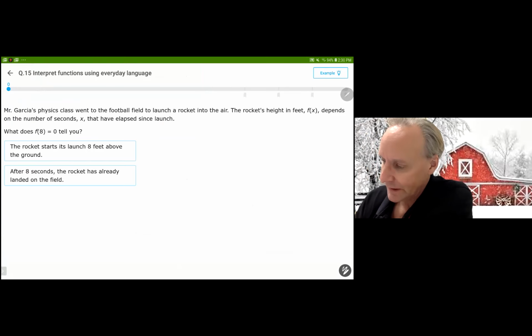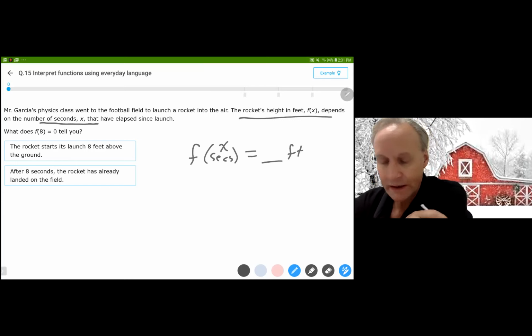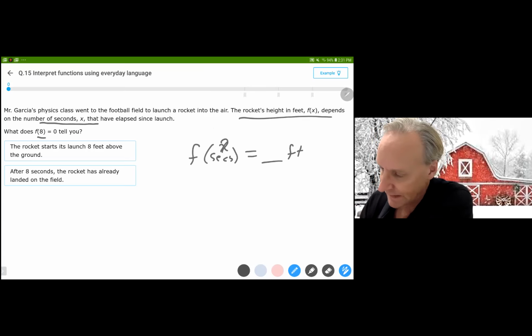The trick here is to interpret what it says, and the trick is to write it. The rocket's height in feet depends on the number of seconds x. So what I've been doing is writing the seconds in here. This is x seconds, and this is going to be the feet of the rocket. So when I substitute in the 8, f of 8, 8 seconds, it's going to be 0 feet.